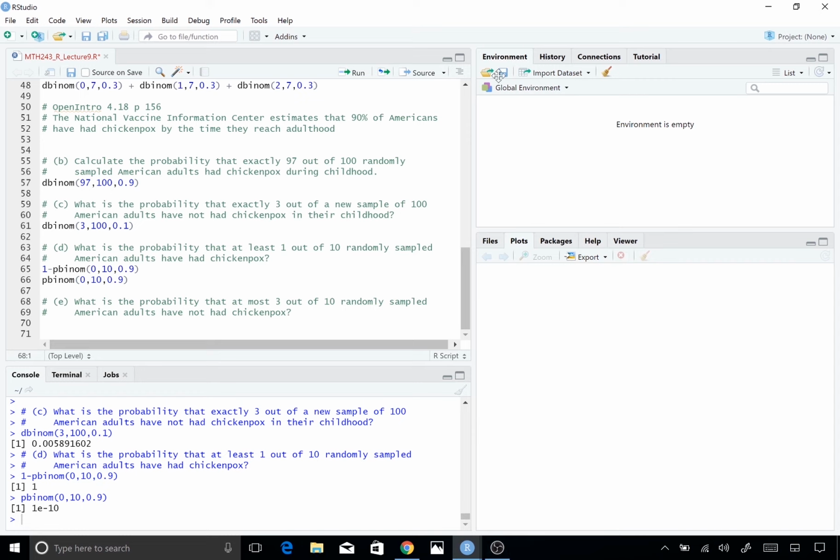What is the probability that at most 3 have not had it? If we're looking for people who haven't had it, then success would be not getting it, and that means p equals 0.1. The probability of at most 3 is the probability of being less than or equal to 3, and that's pbinom(3, 10, 0.1), where success is 0.1 now.